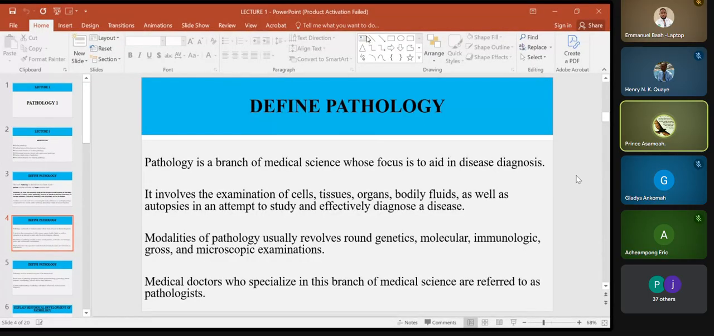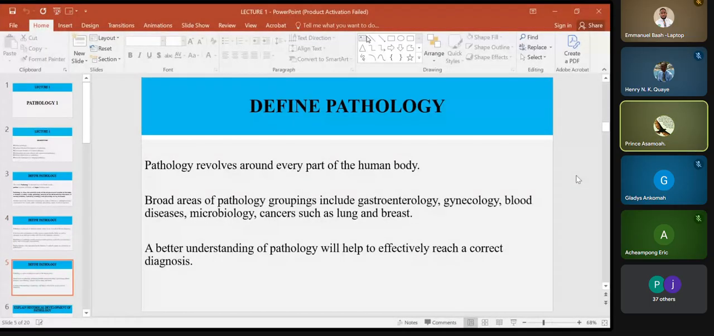Medical doctors who specialize in this branch of medical science are referred to as pathologists. After graduating as medical doctors, they specialize in pathology. Some can go into clinical, some can go into other areas, and those who go into clinical are those referred to as lab technicians and all that. Pathology looks at every part of the body.